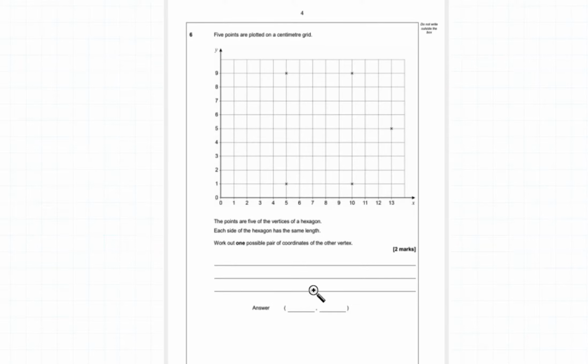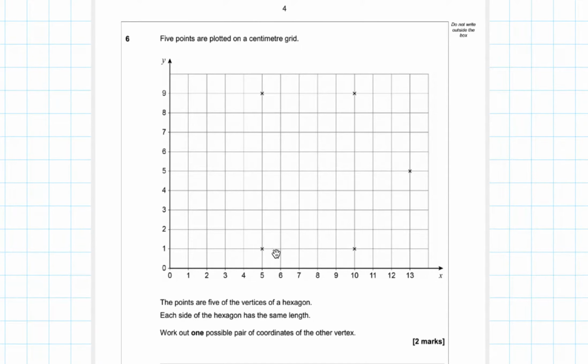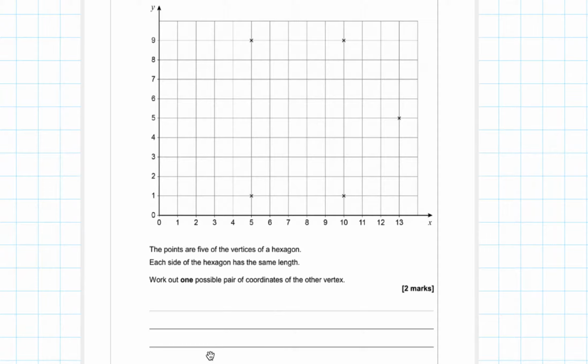Okay, the next one we've got is question 5. 5 points are plotted on a centimetre grid. The 5 points are 5 of the vertices of a hexagon. Each side of the hexagon has the same length. Work out one possible pair of coordinates of the other vertex. So in this situation, we have 5 of the vertices, and we need a possible pair of coordinates of the other vertex.